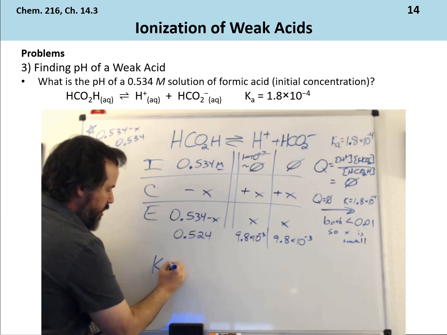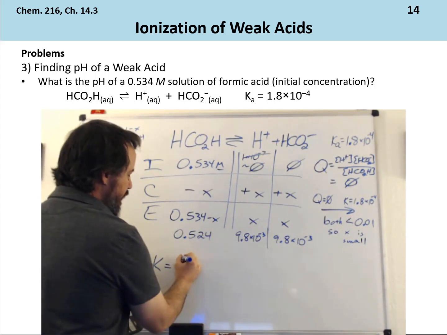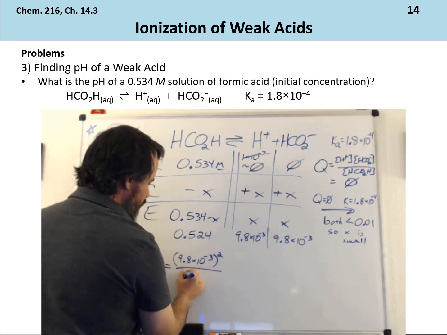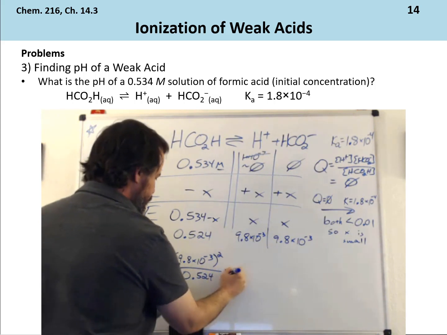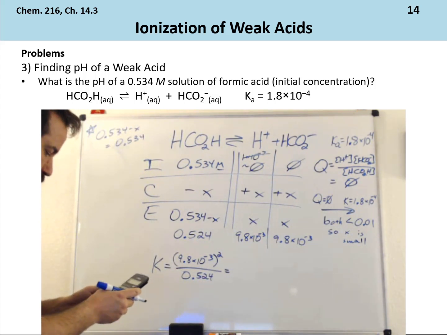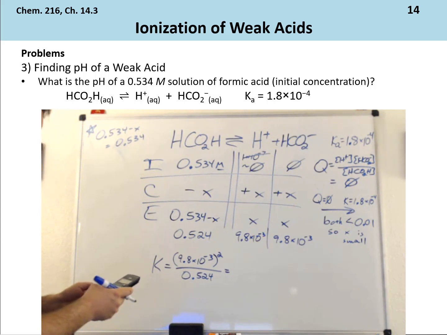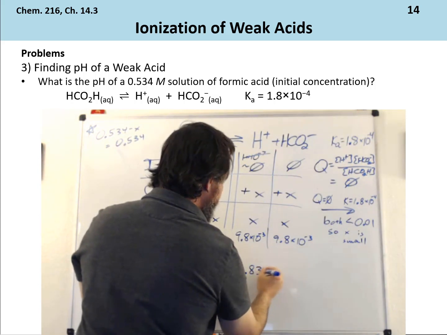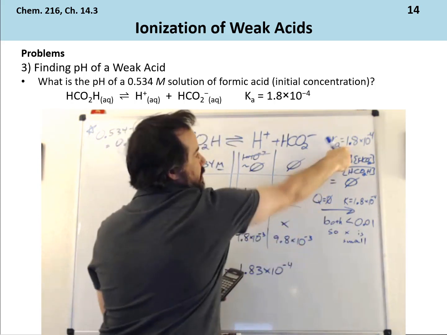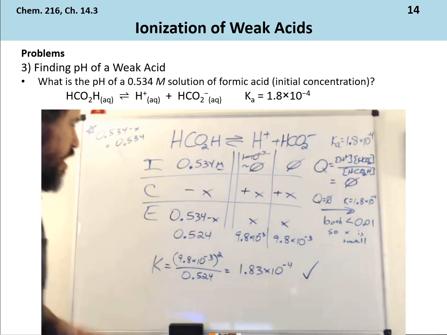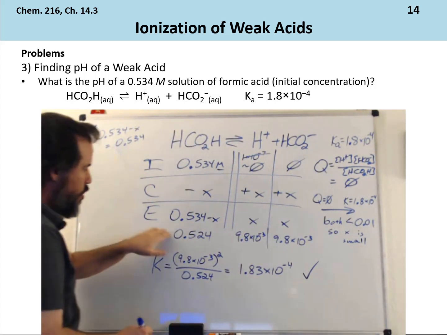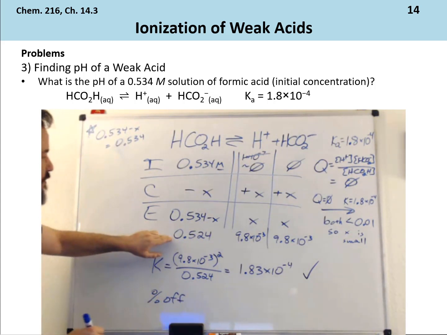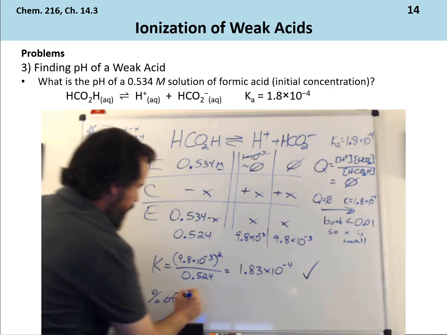I can check my work. So K will be 9.8 times 10 to the minus 3 squared over 0.524. That's going to get me 1.83 times 10 to the minus 4. Notice that's very close, so I can check that off. Let's go ahead and check our assumption. We assumed that it was 0.534. It's actually 0.524.